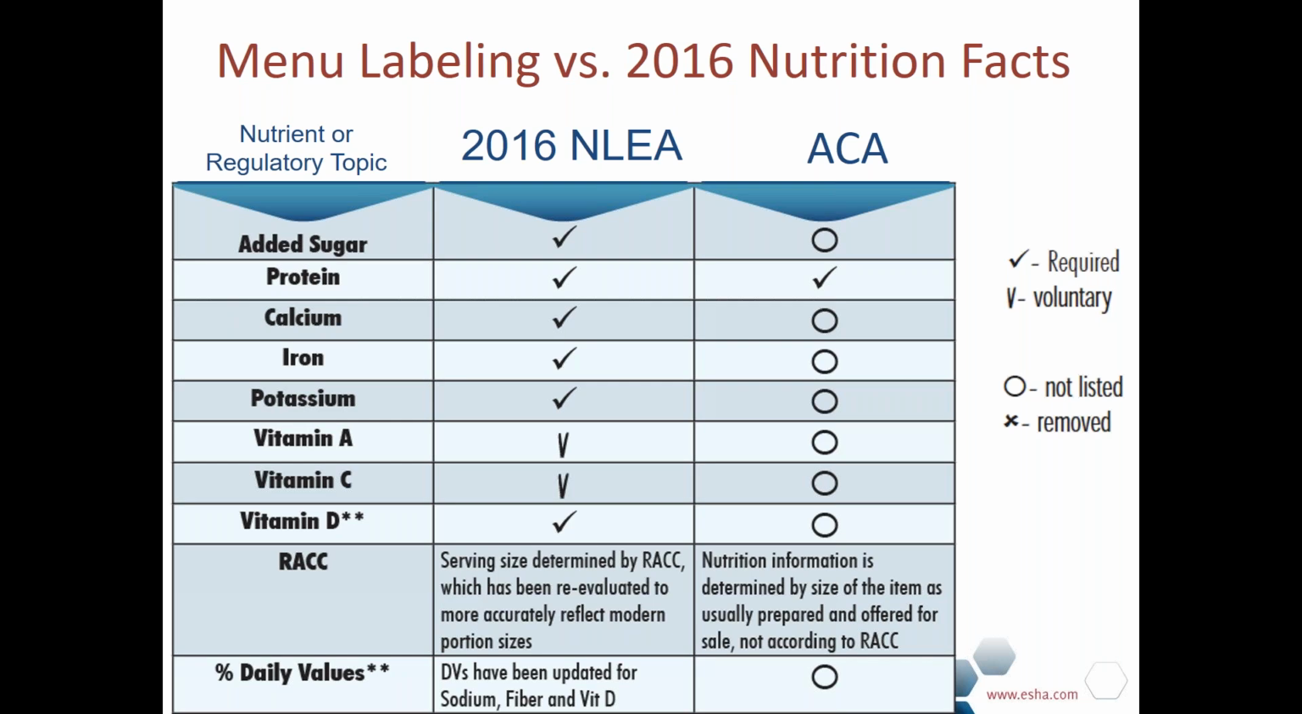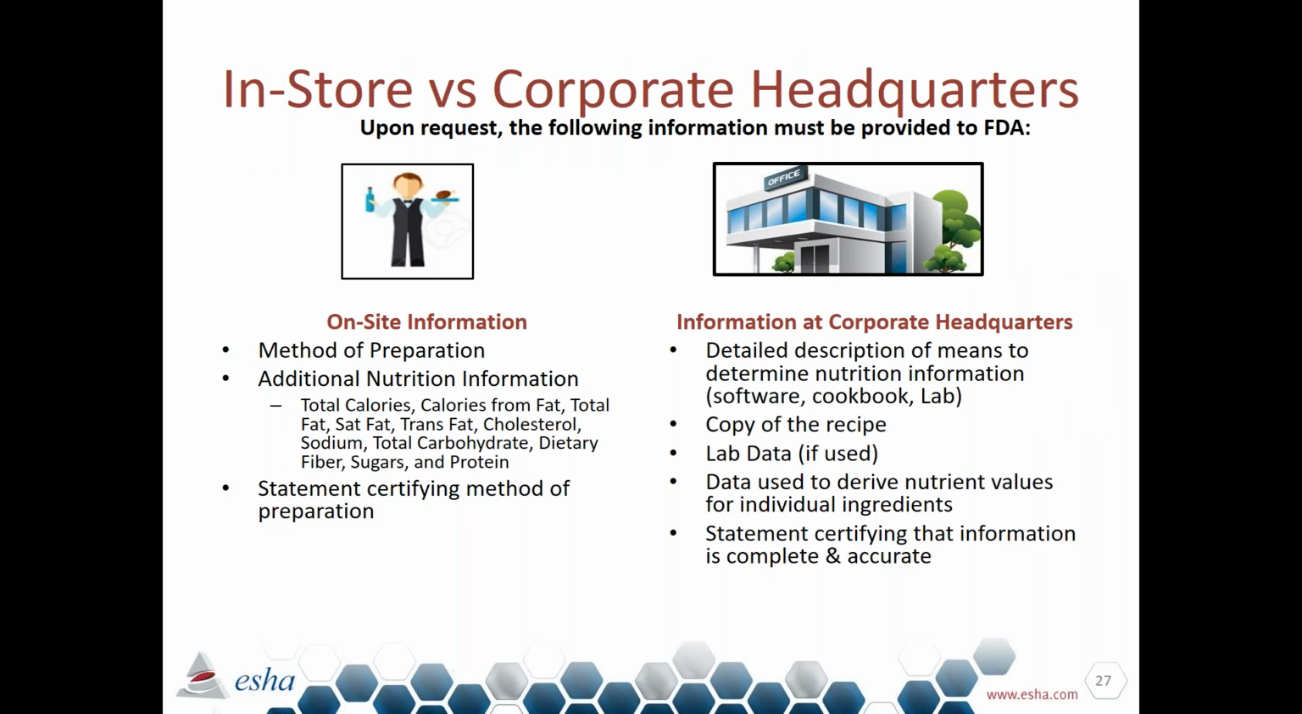Upon request, the FDA can request information from the food establishment, and the information must come from two different sources. It must come from the on-site restaurant establishment and from corporate headquarters. Corporate headquarters would need to provide a detailed description of how they determine net nutrition information. So, providing the recipe, the software they used, lab data if used, and a statement certifying that the information is complete and accurate to what was provided in store or in restaurant.